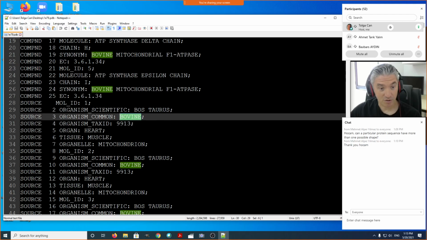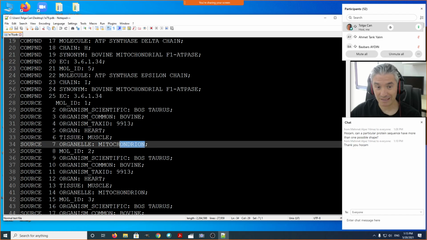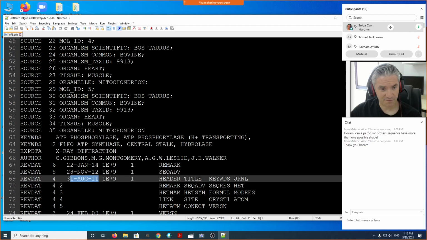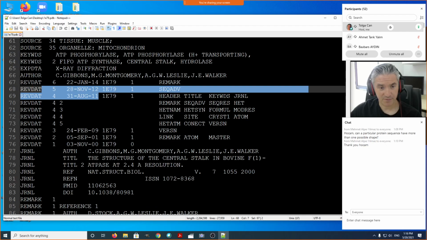Taxonomy ID. So this ATPase, for example, comes from the heart of a bovine. It's a muscle tissue. Since mitochondria are responsible for energy production in the cell, the ATPase was isolated from the mitochondrion. And when was this done? Let's see. 2014. So there was some revision. In 2011, I think this is still the revision. This is the paper.